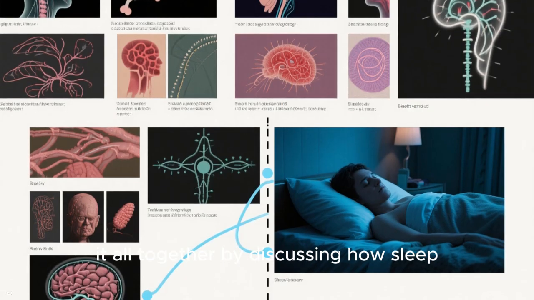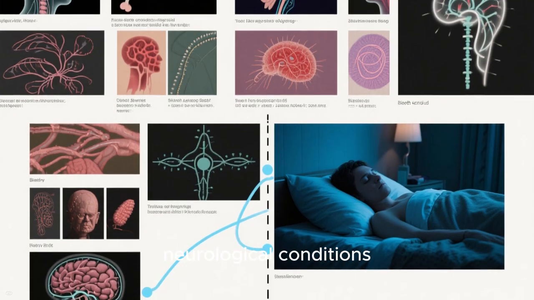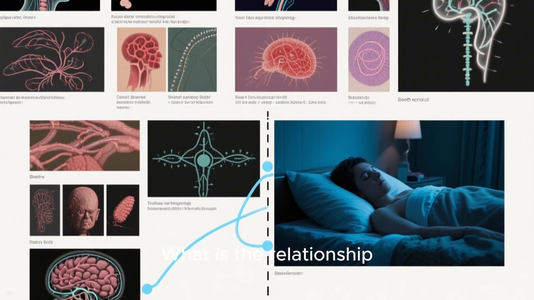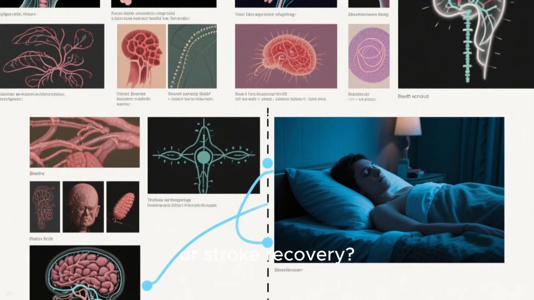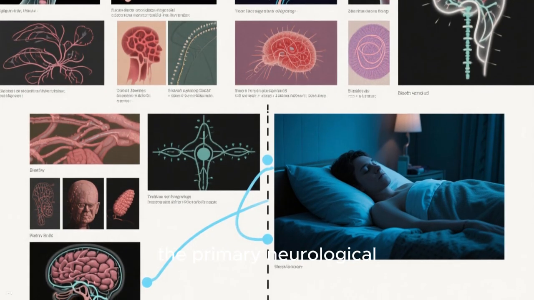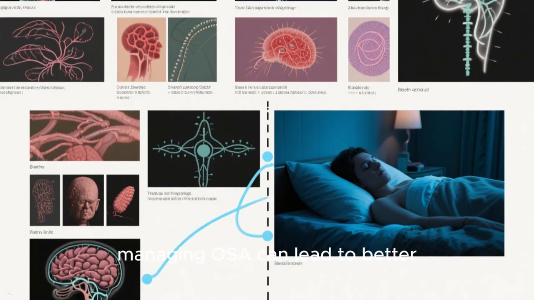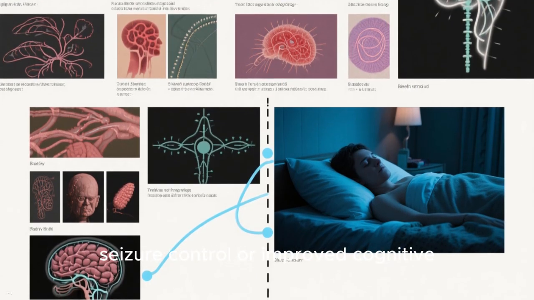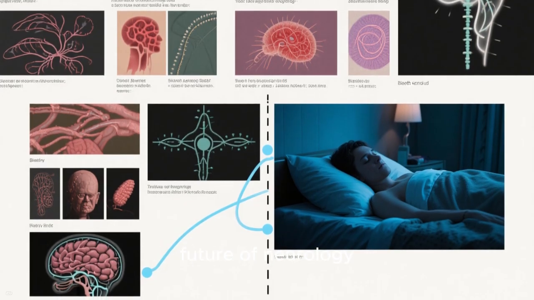Finally, we'll bring it all together by discussing how sleep intersects with other neurological conditions. How does poor sleep affect a patient with epilepsy? What is the relationship between sleep disruption and migraine or stroke recovery? We'll explore how treating an underlying sleep disorder can sometimes be the key to improving the primary neurological condition. For example, managing OSA can lead to better seizure control or improved cognitive function after a brain injury. This integrative approach is really the future of neurology.